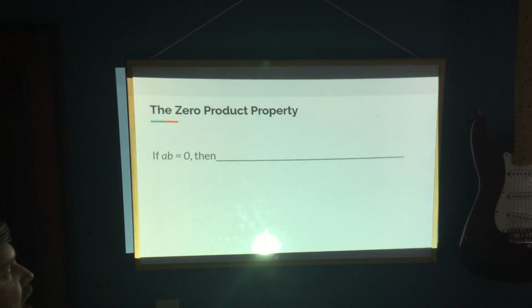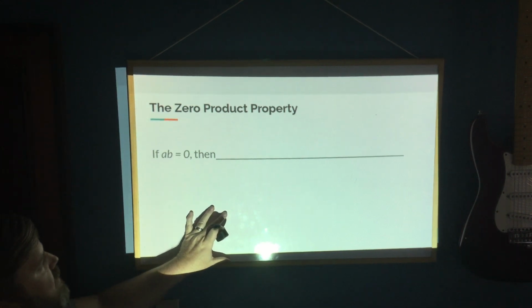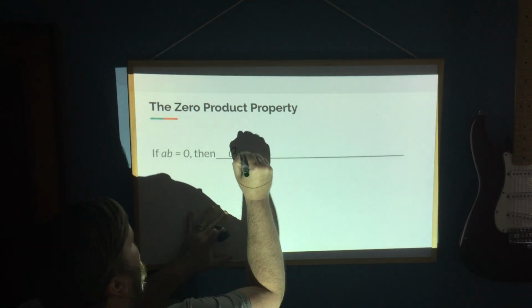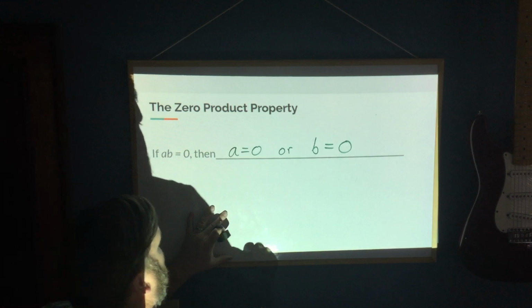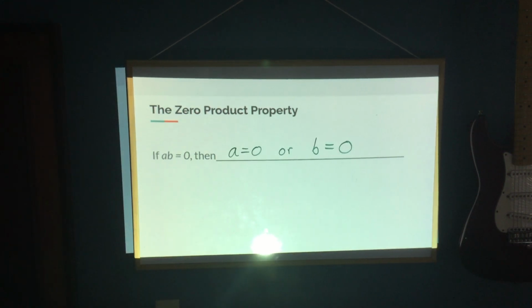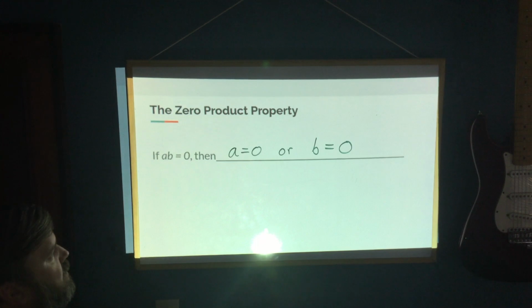Now, if you were sitting back in the traditional classroom, I would say, hey, think about it, partner up with somebody, and see if you can come up with what it means. That's a little bit hard to do. But what it means is if A times B equals 0, then we know A equals 0 or B equals 0. One of those, I guess both of those, but one of those has to be true. There's no way to multiply two things and have a product of 0 if one of them isn't 0.